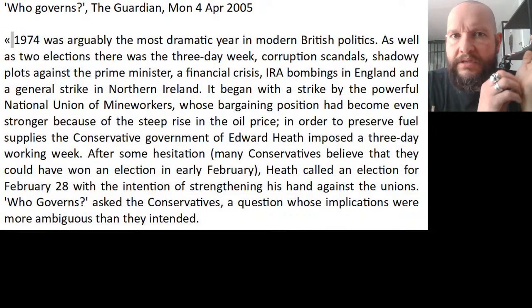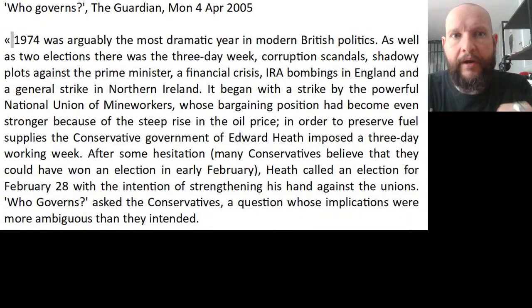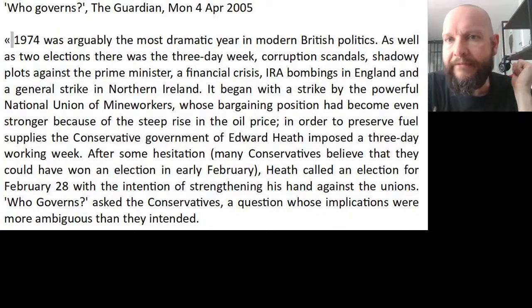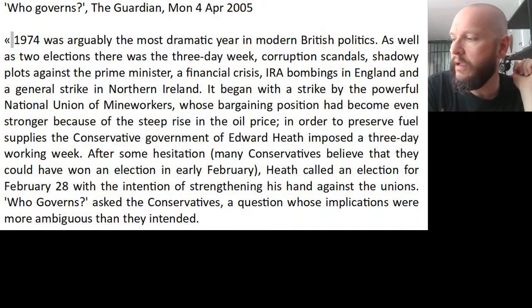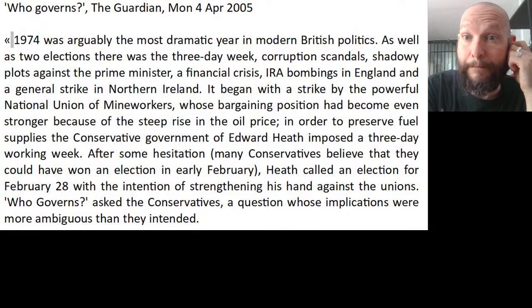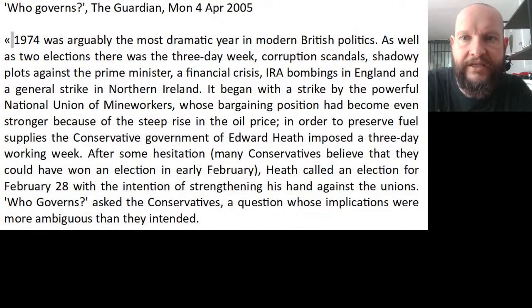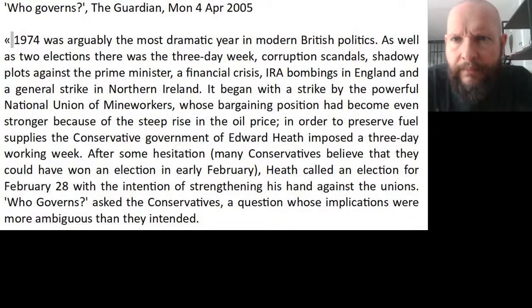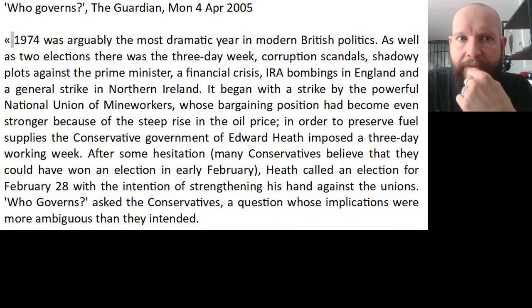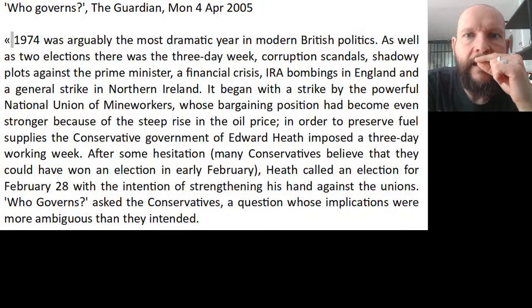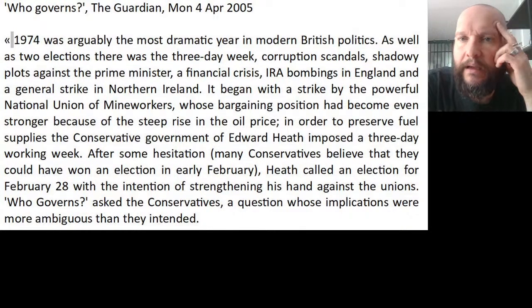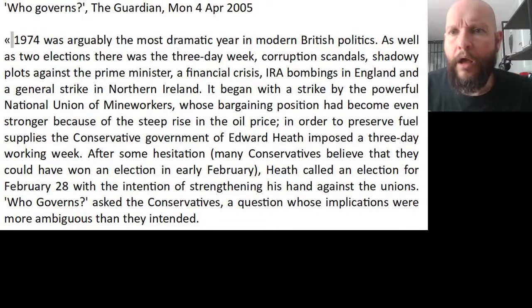This is the beginning of an article which was published in 2005 by The Guardian. The Guardian is a left-wing newspaper in the UK. It's published in Manchester. It was originally called the Manchester Guardian. It's left-wing, okay? And it was, in the 1980s, rather critical of Margaret Thatcher, okay? And more generally, it's critical of the conservative governments, okay? And this article was published because in 2005, a book was written by a British historian about the 1974 elections.